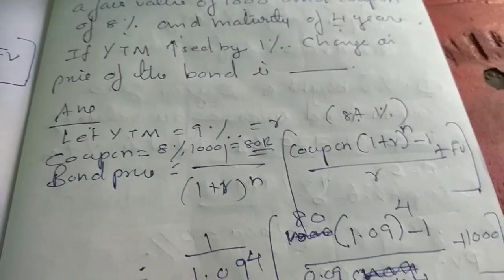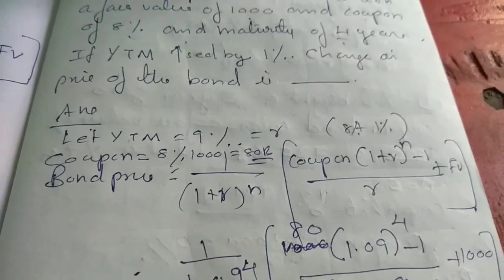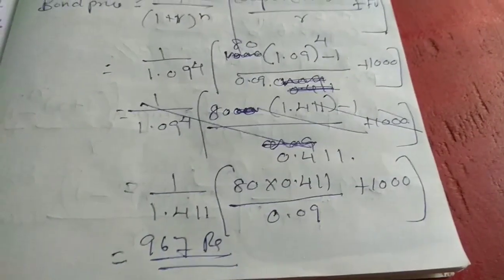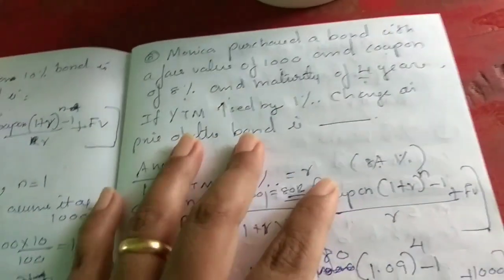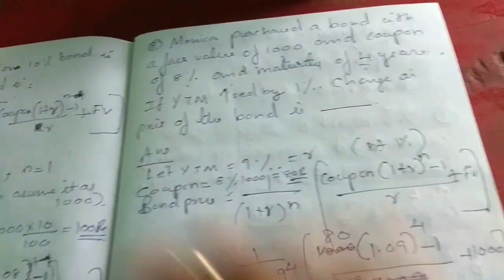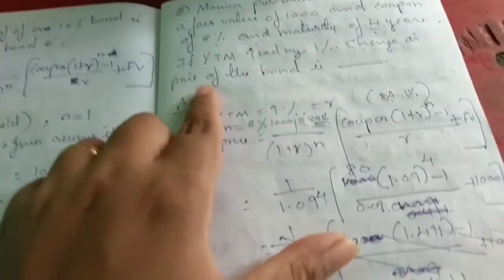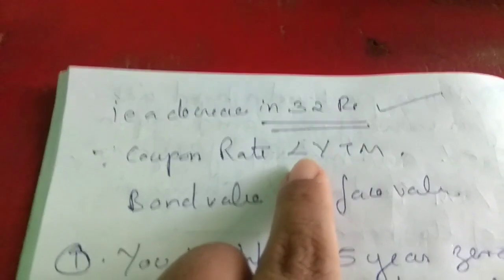Bond price is 1 by (1 plus R) all raised to n, into coupon into ((1 plus R) all raised to n) minus 1 by R, plus face value. Substituting these in this equation, we get 967 rupees. That is the value if yield is increased by 1%. Actually, the bond price was 1000, now it is 967 rupees. That is a decrease of 32 rupees.